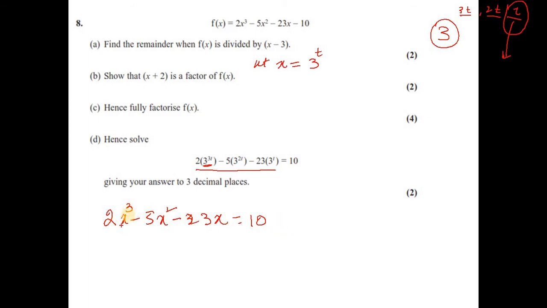How did I write x cube? You can see that 3 to the power 3t can be written as 3 to the power t whole cube, because power to the power is always multiplied, and this 3 to the power t, I assume, is my x. This is x, this is cube. Similarly, 3 to the power 2t can be written as 3 to the power t whole square, and this is x, so x square.